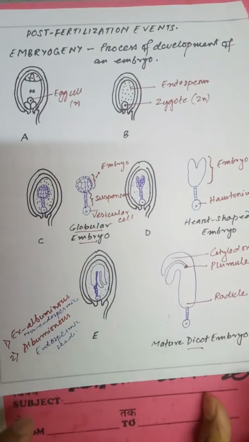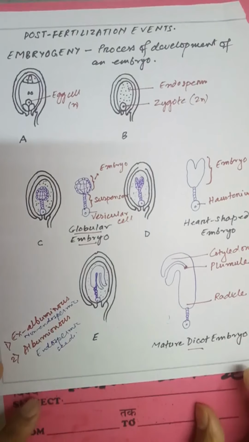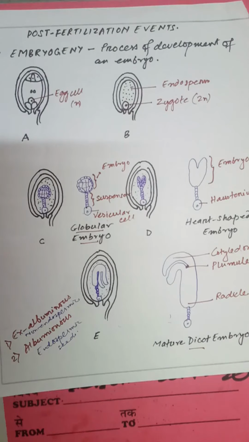We'll be talking about this in another video. So I hope you have understood, students, the process of embryogeny or the development of an embryo in a dicot plant. Thank you.